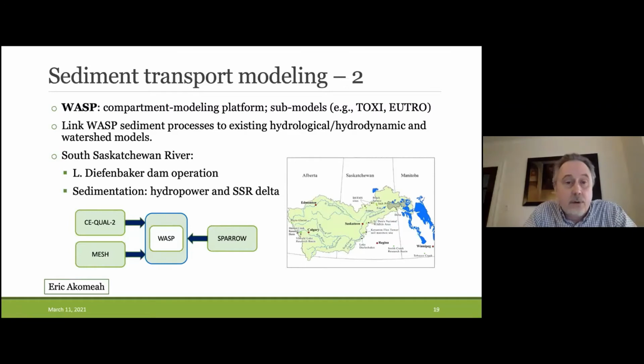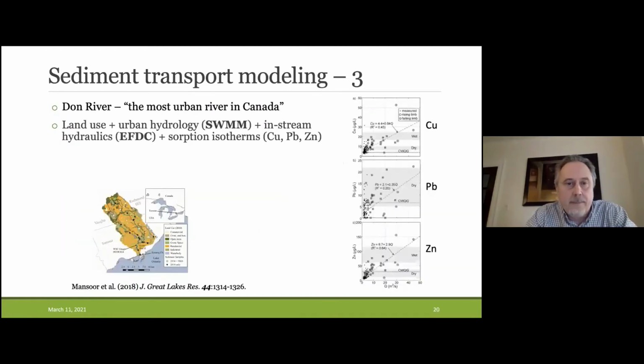His focus is on Lake Diefenbaker, and how Lake Diefenbaker dam operations are changing the sediment transport along the South Saskatchewan River. Also of interest in this project is obviously the sediment delivery to the delta of the South Saskatchewan River, which, as you can see on this map, is also important because it is the gateway to Lake Winnipeg. And so at some point we would, of course, like to link this work and the sediment delivery through the South Saskatchewan River, and the associated nutrients and contaminants, to water quality simulations in Lake Winnipeg.